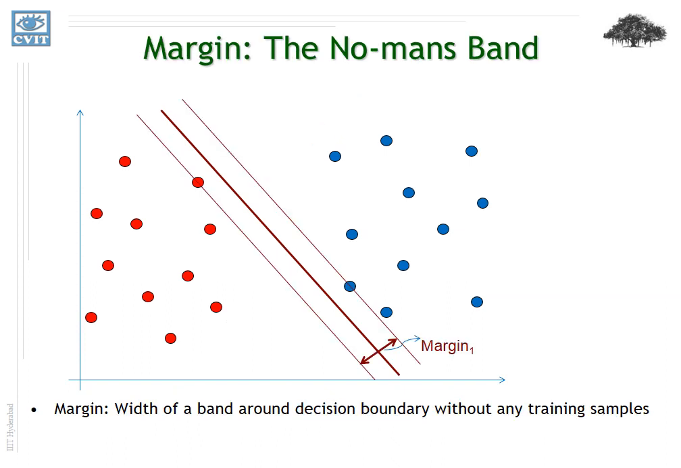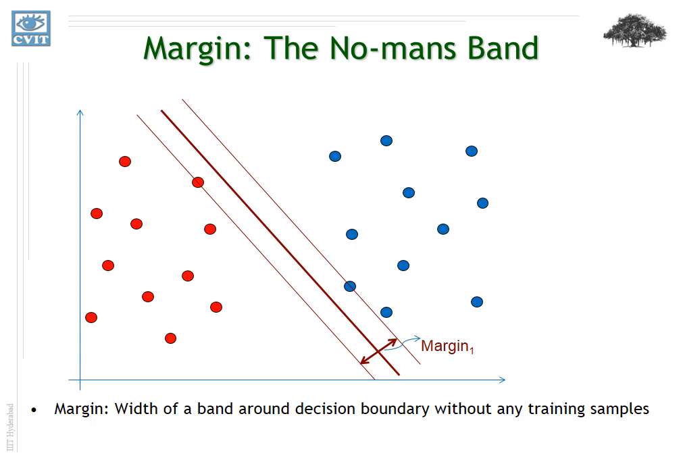To formalize the idea of goodness of a solution, we will first introduce a term called margin. A margin is defined as the width of a band around the decision boundary without any training samples in it. For example, in the case of the red line here, there exists a band around the red line indicated by the two thin red lines on either side. Inside that band there are no training samples present. The width of this band is what we refer to as the margin of this particular decision boundary. Now we will refer to this width as margin 1 for the red line.